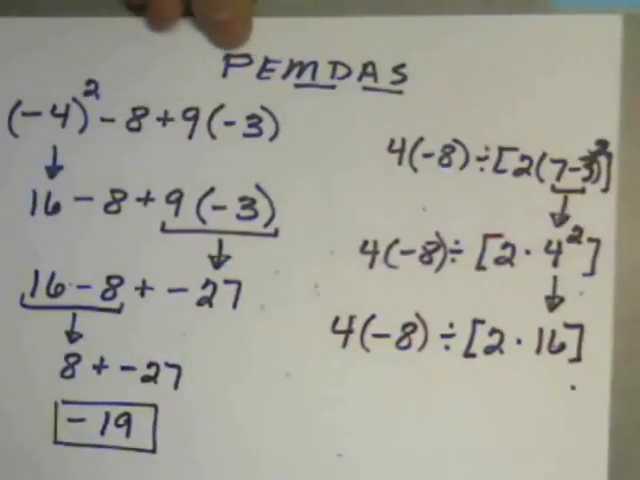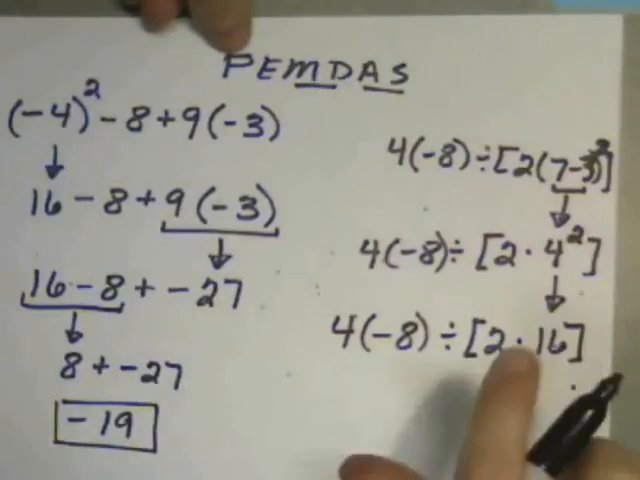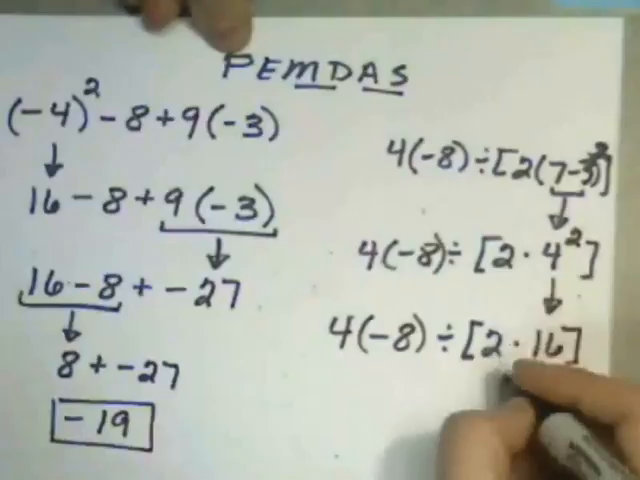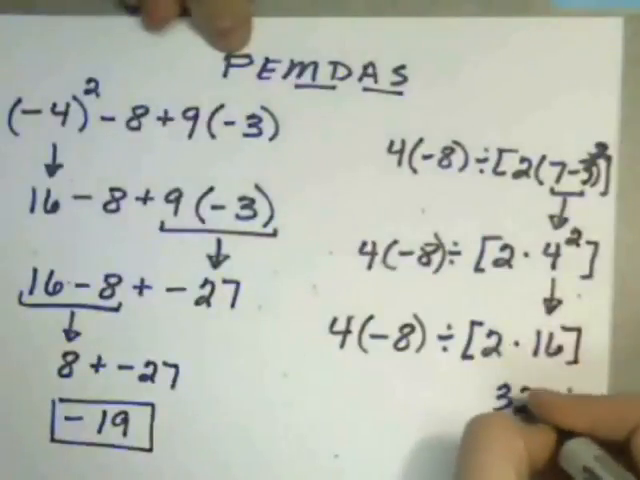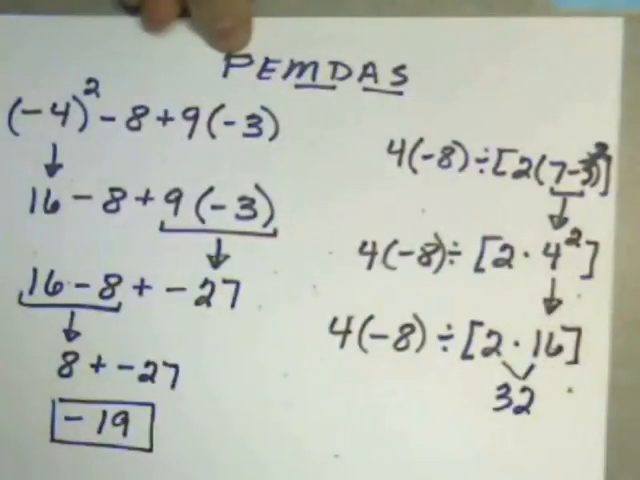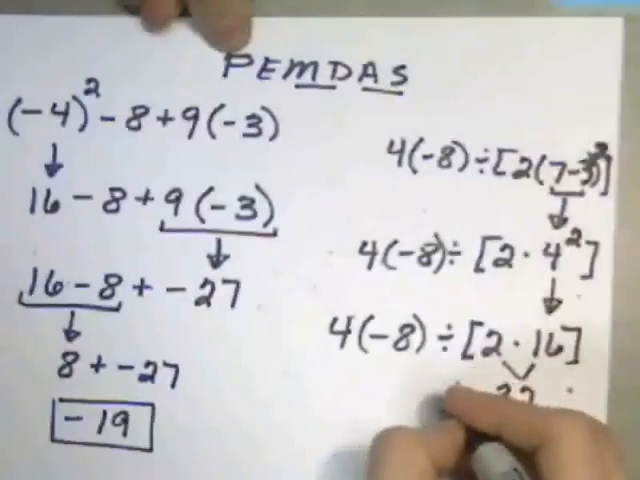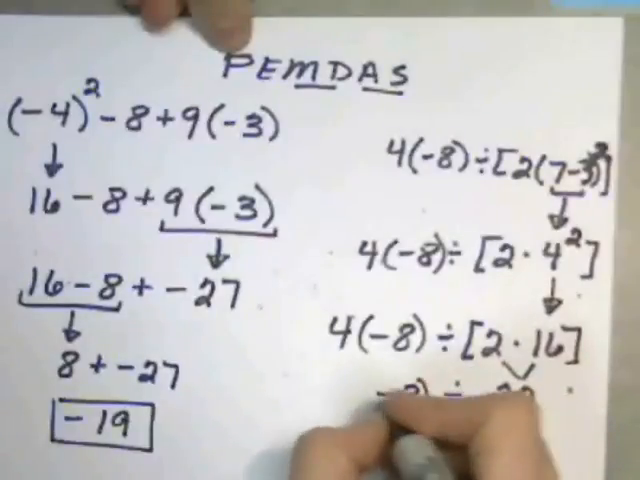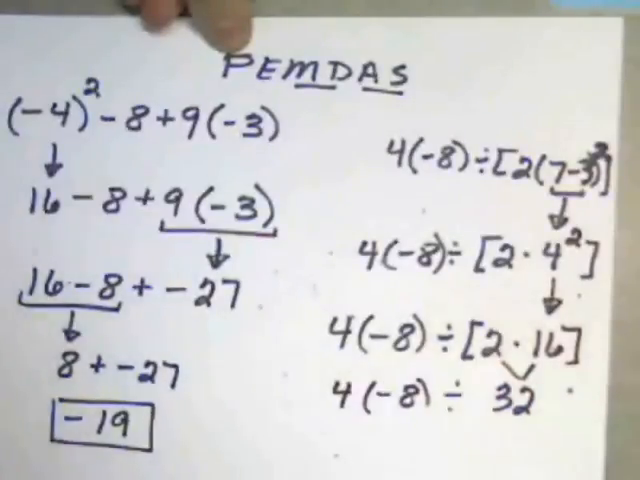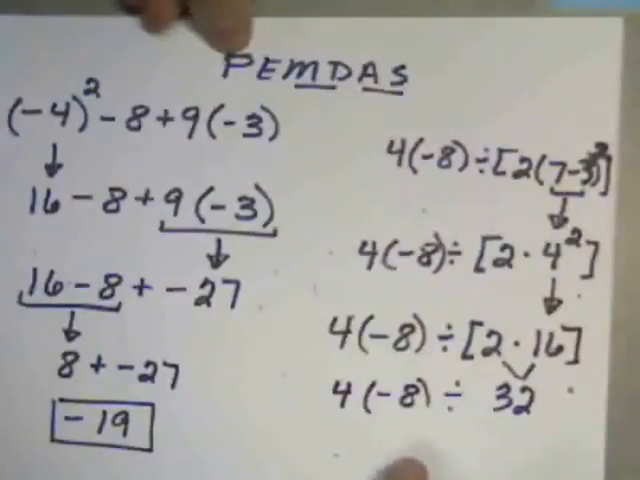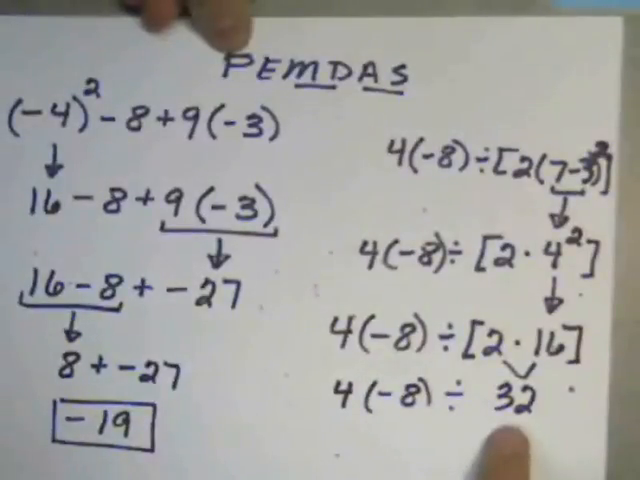So again, now that we've rewritten it, we start on the left. Parentheses are grouping. Yes. On the inside, multiply. So we'll multiply and get a 32. Then we'll copy down the rest of the problem. Then you ask yourself again, any parentheses? No. Any exponents? No.